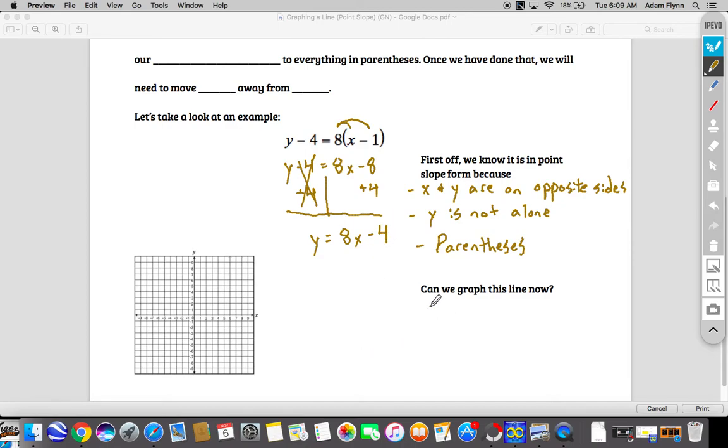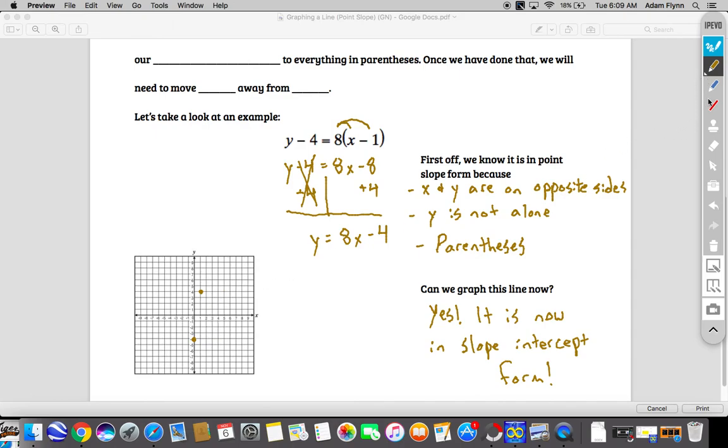So can we graph this line now? We sure can, because it is now in slope-intercept form. So I'm going to start at my y-intercept, which is negative 4. And from there, I'll go up 8 and to the right 1. And I know it goes up from left to right because my slope is positive.